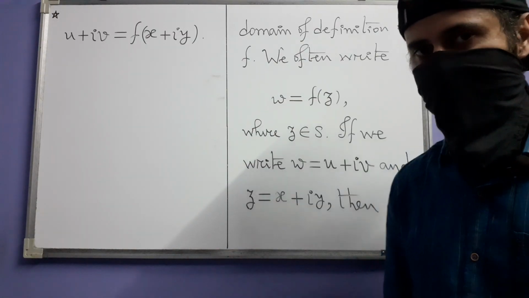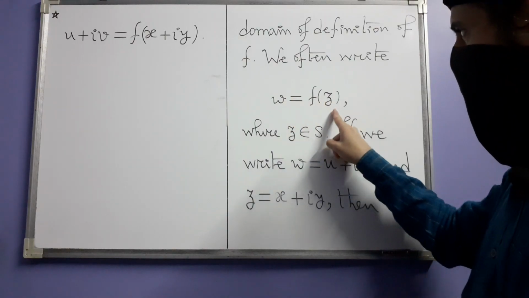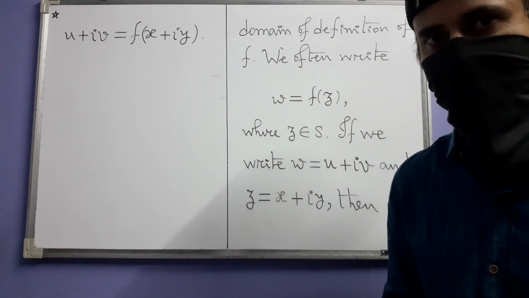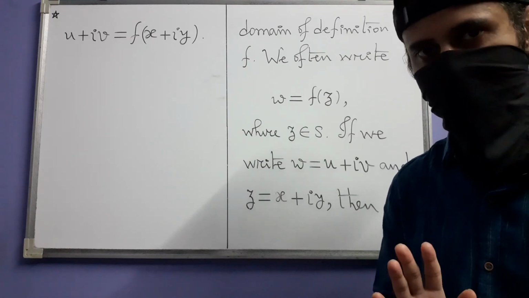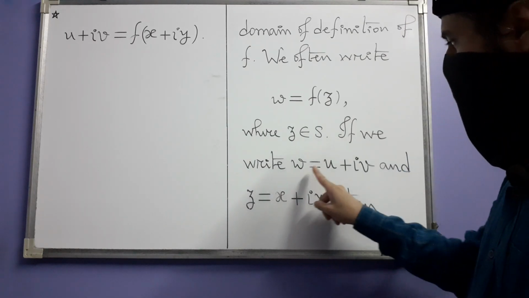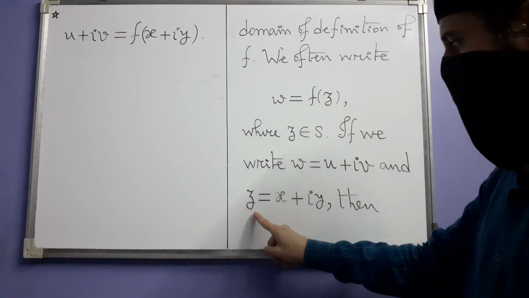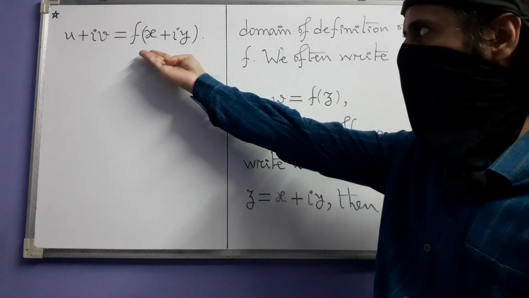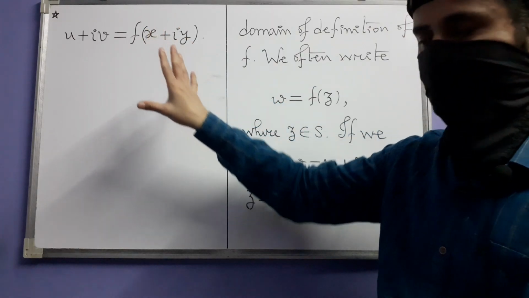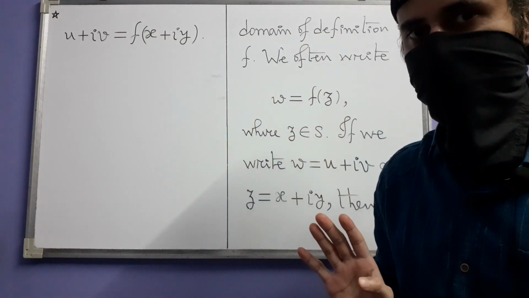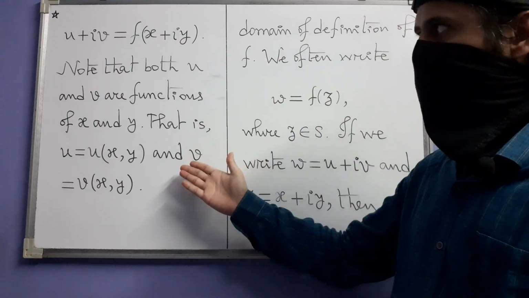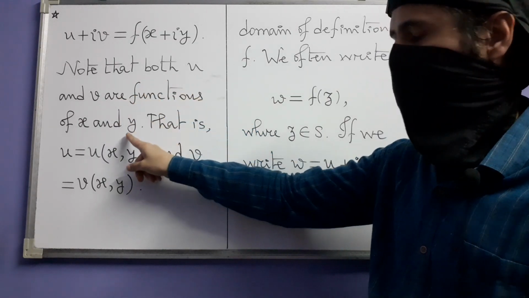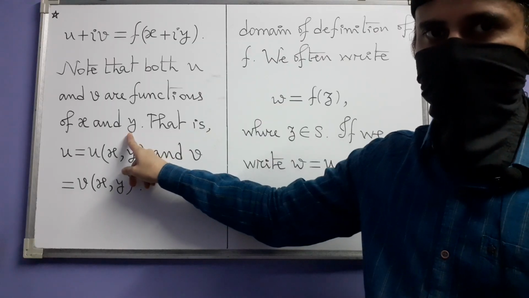Now say we write these objects w and z in their true form, that is, they are complex numbers, so let's write them as complex numbers. So w is u plus iv and z is x plus iy. Then this equation looks like this. And now from this we are going to observe something. This is the observation. Note that both u and v are functions of x and y.